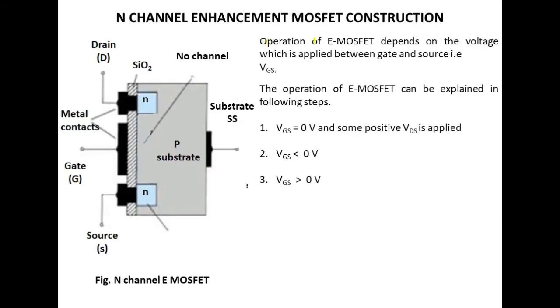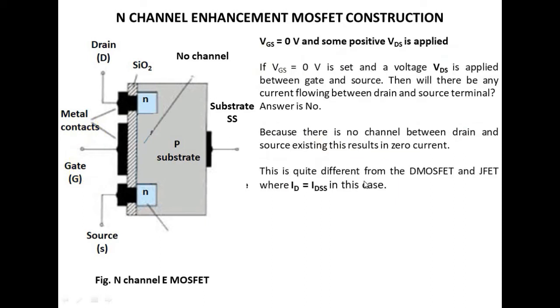Now we will discuss the basic operation and characteristics of the e-MOSFET. It depends on the voltage applied between gate and source, that is VGS. The operation of e-MOSFET can be explained in the following steps. First, VGS equals 0 and some positive VDS is applied. Second, VGS is set to negative, and third, VGS is set to some positive voltage.